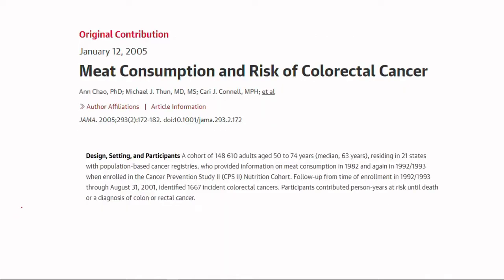This is the study we'll be talking about today. This study had just under 150,000 adults aged 50 to 74 years old. They completed a food frequency questionnaire in 1982 and again 10 years later in 1992. They were then followed for the next 9 to 10 years up through 2001 for outcomes of colon cancer. This paper highlights the multiplicity problem, which we'll discuss first, then small effect sizes.